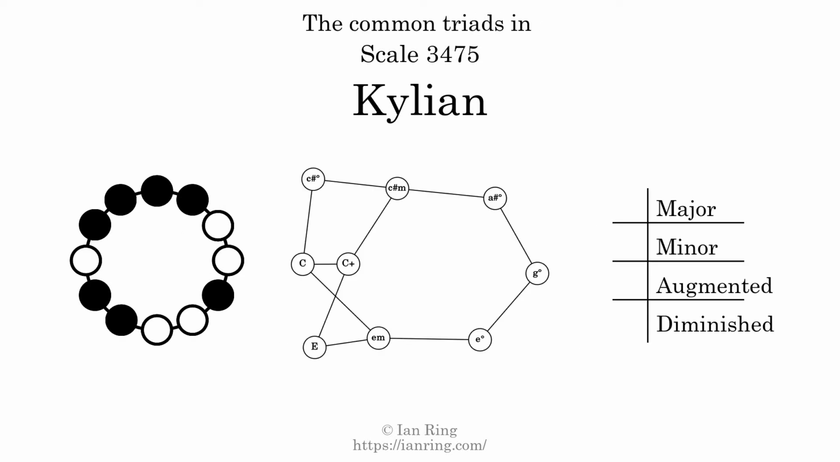Here are the common triads present in this scale. The diagram in the center is a graph of parsimonious voice leading between triads. There are 2 major triads. There are 2 minor triads. There is 1 augmented triad. There are 4 diminished triads. Here is a Hamiltonian path of parsimonious voice leading that uses all the triads.